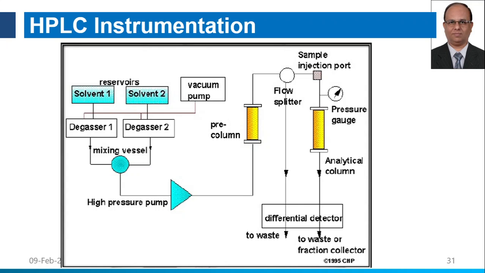If it is gradient system, you will have two, three, four or more reservoirs depending upon how many solvents we are mixing during process of elution. Then there are certain degassers which will provide degassing of all the solvent systems. So they are operating with the vacuum pumps. So to remove the dissolved gases, we can use the vacuum pumps. So degassers are equipped. Then there is a mixing vessel to mix all the solvents which are coming from the pump. Then there are certain selectors which are used to select these solvents.